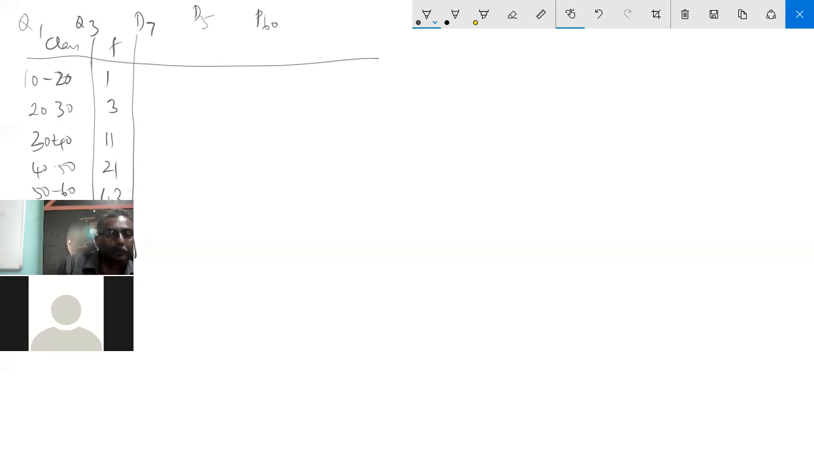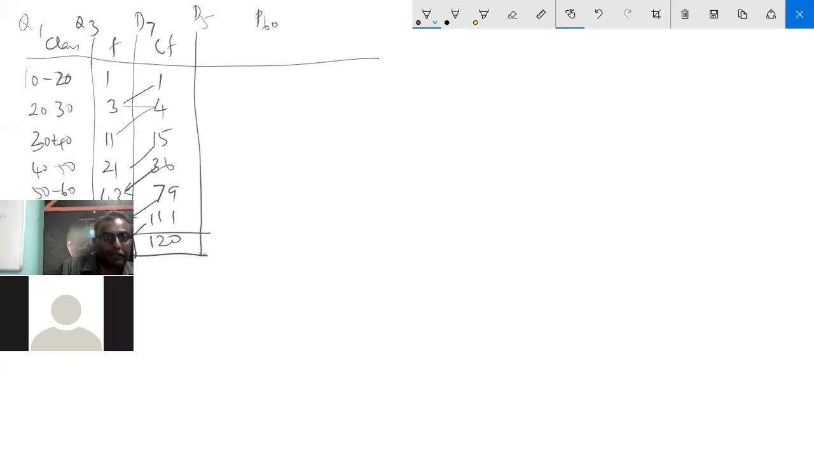Now what you have to do? Lower quartile, upper quartile, you have to find CF, cumulative frequency. 1 plus 3, 4. 4 plus 11, 15. 15 plus 21, 36. 36 plus 43, 79. 79 plus 32, 111. Then plus 9, 120. Okay, so n is equal to 120. That also you got.